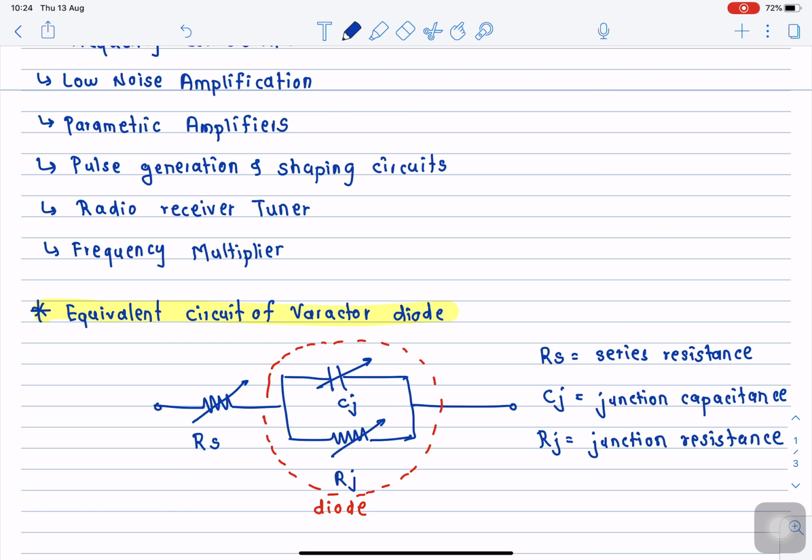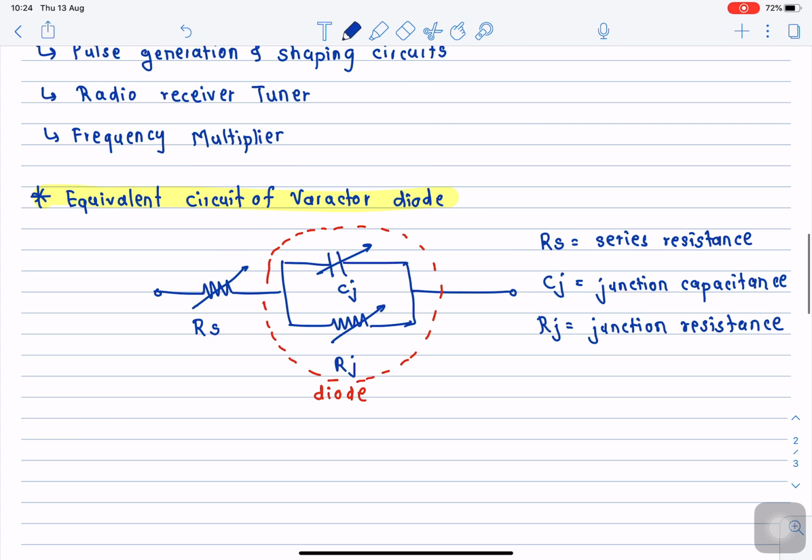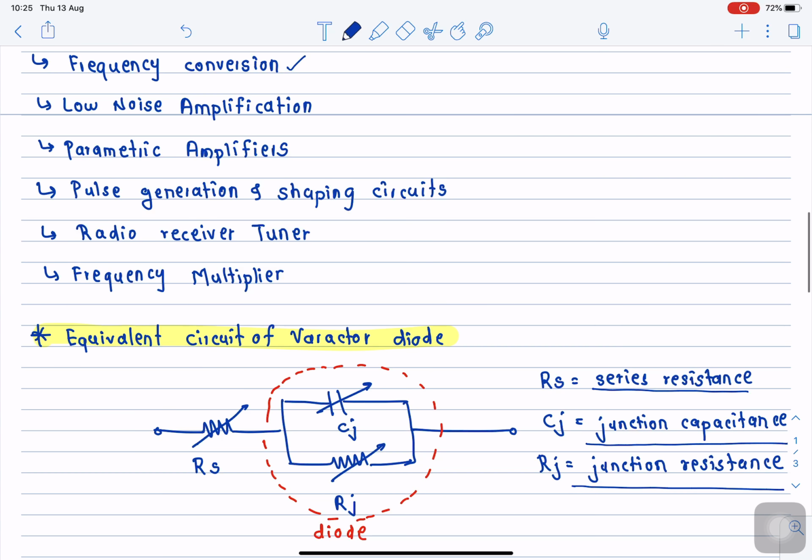The equivalent circuit of the Varactor diode is shown over here. The equivalent circuit of a Varactor diode consists of a series resistance because of the package, right? And it has a variable junction capacitor, denoted by Cj. It also has a variable junction resistance, denoted by Rj. So this variable capacitor and variable resistor are shown in parallel with each other, and both can be varied. Essentially, Varactor diodes are voltage controlled variable capacitors.